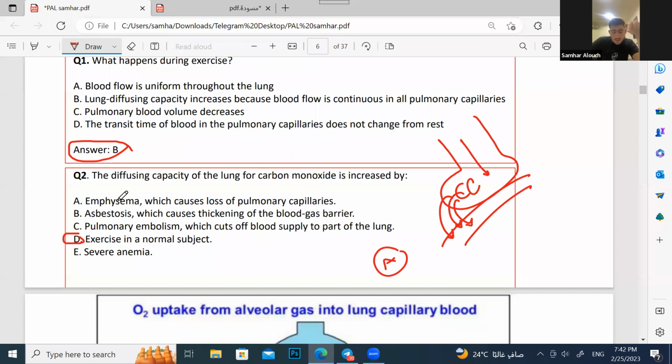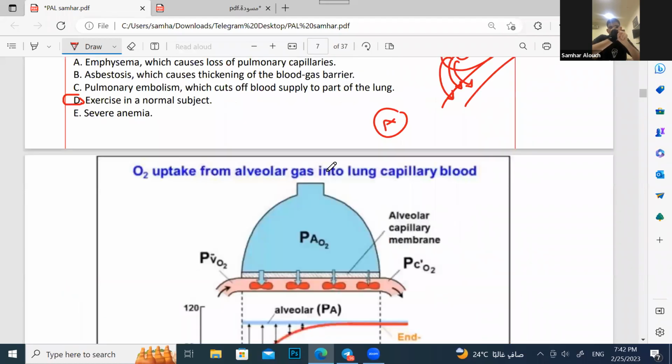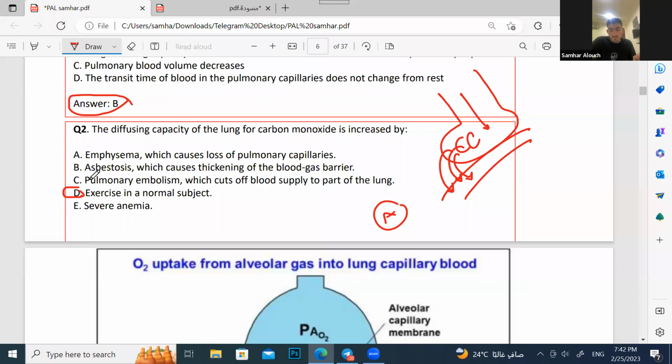Severe anemia is bad because, as I said, if you have less blood going there, meaning less capillary volume, it will cause the blood vessels to do the opposite of distension. They will close, and so it will decrease surface area. And so it will cause the DL to decrease. We want it to increase. Is this clear?